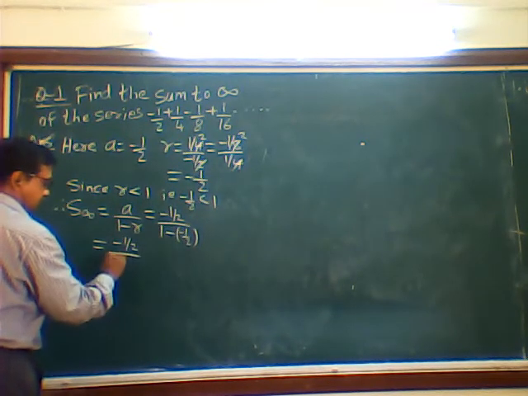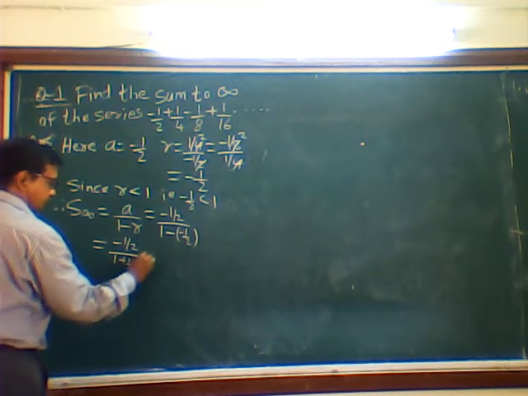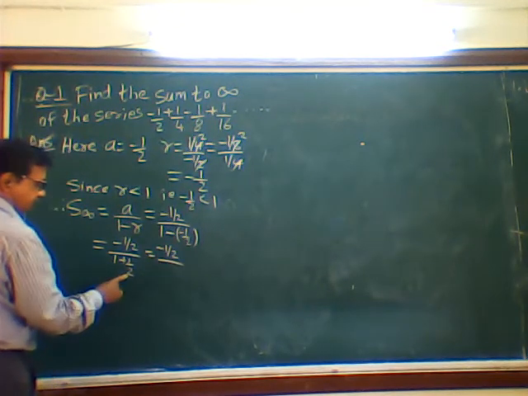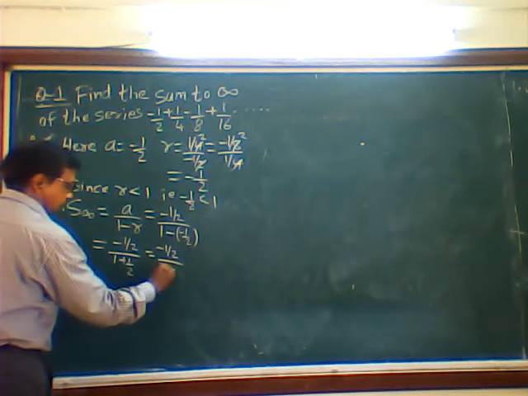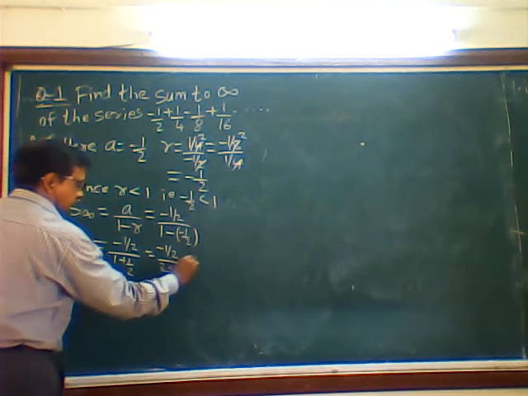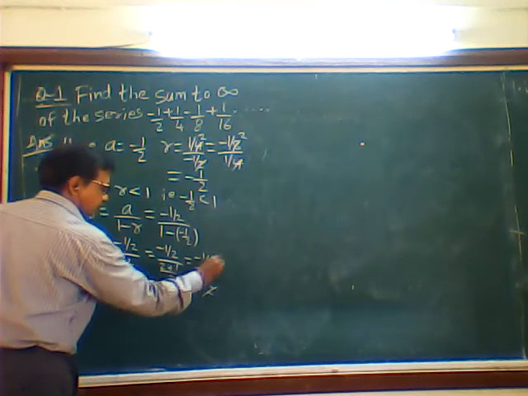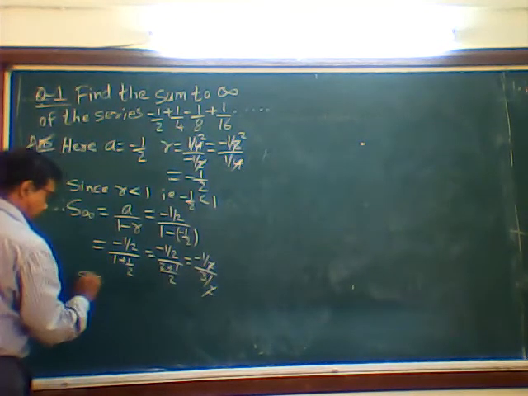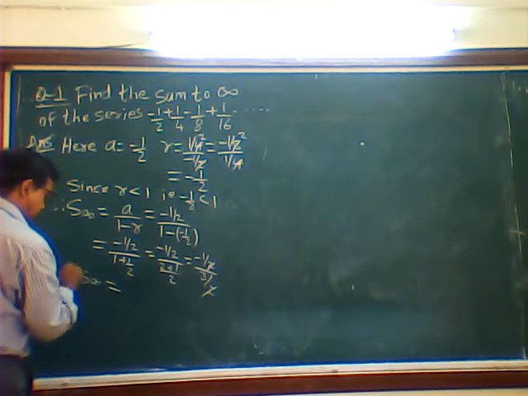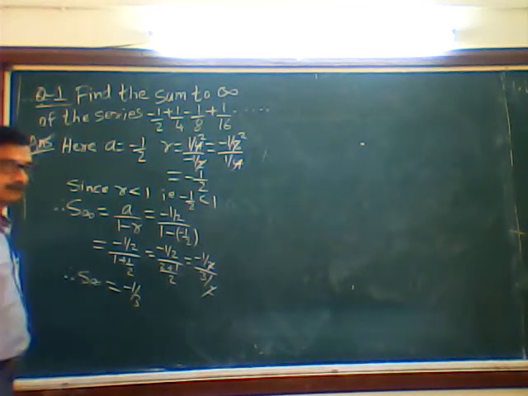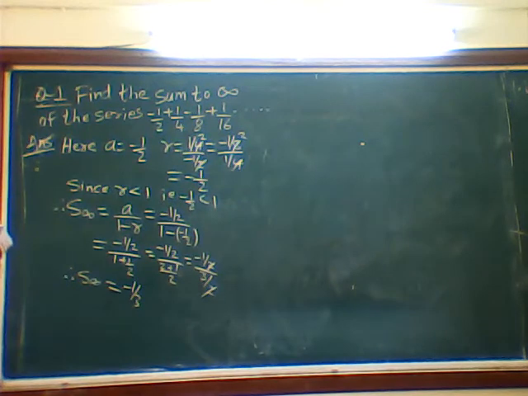Here 1 minus minus is plus, 1 by 2. I will keep the numerator as it is, and for the denominator 2 is the LCM. 2 ones are 2, plus 1 upon 2. So I will get minus half divided by 3 by 2. 2 goes. So S infinity is what? Therefore minus 1 upon 3. Minus 1 upon 3. Okay.